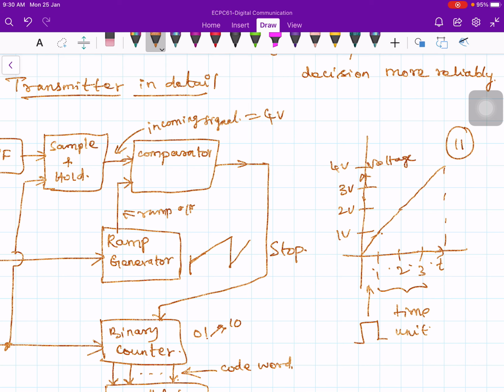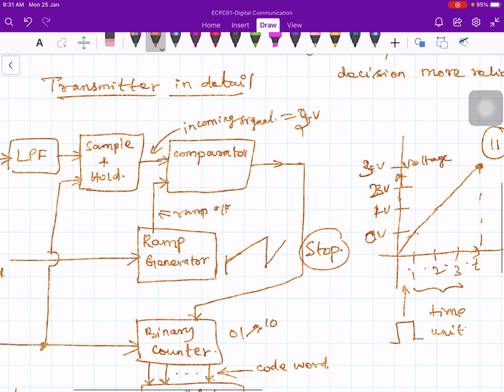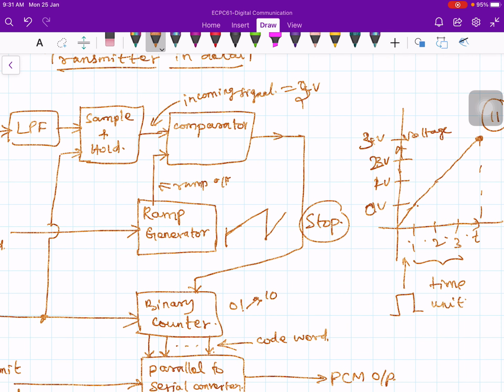Let's say this is 0, 1, 2, 3 like this. So let's say 3 volts, because 0 to 3 I'm counting, 4 levels. So therefore 1, 1. The moment you reach this voltage, this voltage will be equal to the incoming signal. At that time, the comparator generates a stop signal, and that stop signal is given to the binary counter.